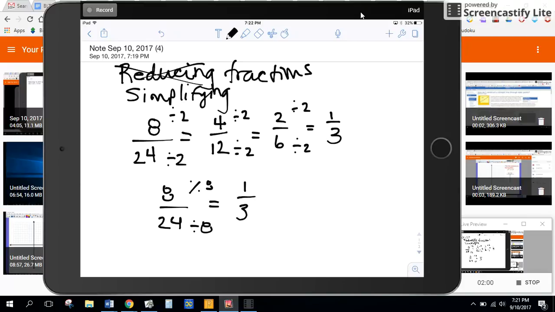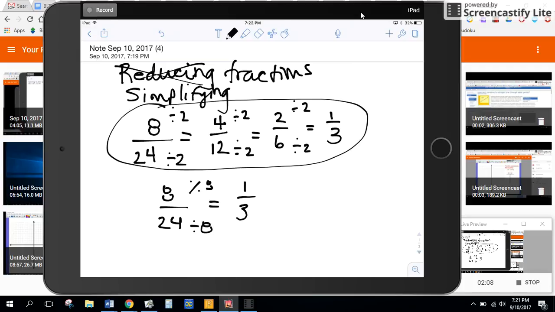But there's no shame in doing multiple steps. Sometimes doing multiple steps like this is actually faster than trying to figure out what the greatest common factor is if the numbers are very large and do share a lot of factors. You just have to be careful.